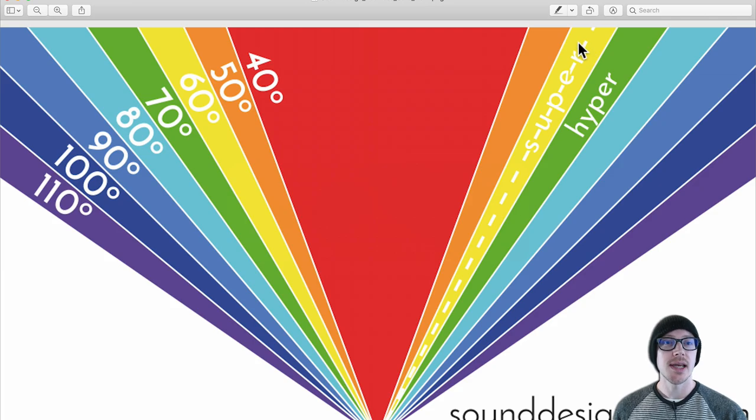So over here you can see I drew in new lines, one for supercardioid and one for hypercardioid. So super has its own line here, which you can see is also going to be over here on the left in between 50 and 60 at 55 degrees. And then hyper is this line that it's almost touching right below here.